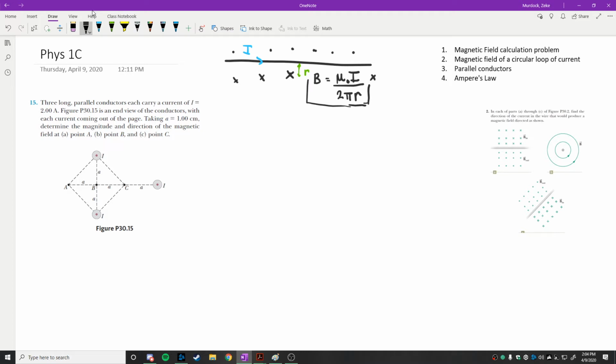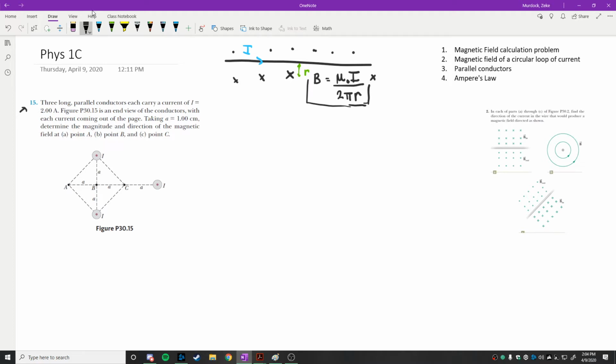So a wire carrying current produces a magnetic field, and this is the value, assuming that you make the wire very long and the distance r relatively short relative to that. So we want to use this idea to solve this problem, which is number 15 from a different textbook. It says that there are 3 long parallel conductors.